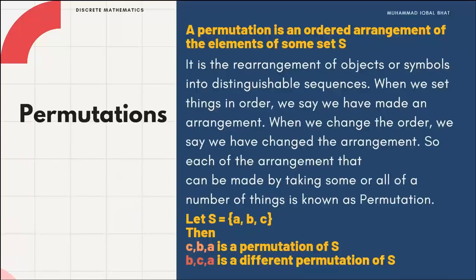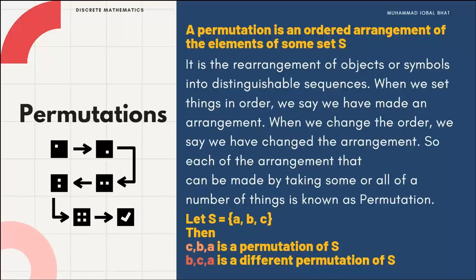Now let us take these individually. First, permutations. So what is a permutation? A permutation is an ordered arrangement of elements of some set S. This set S can be anything. It can be a set of persons, a set of numbers, a set of objects, a set of symbols, a set of nodes, a set of different kinds of objects. And in permutation, we are concerned with an ordered arrangement of these elements.